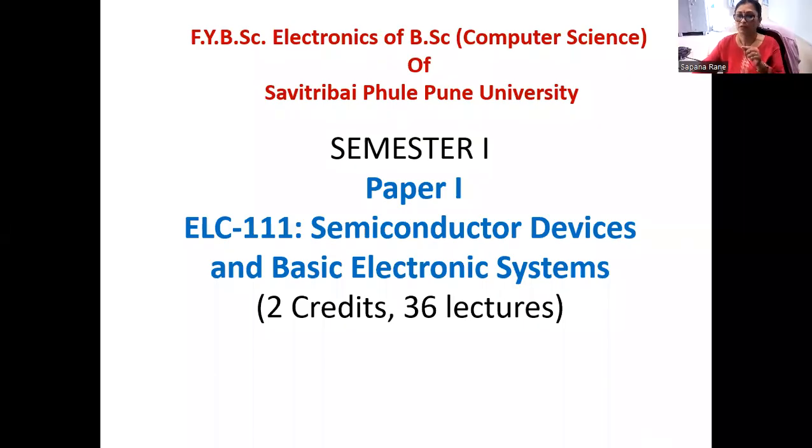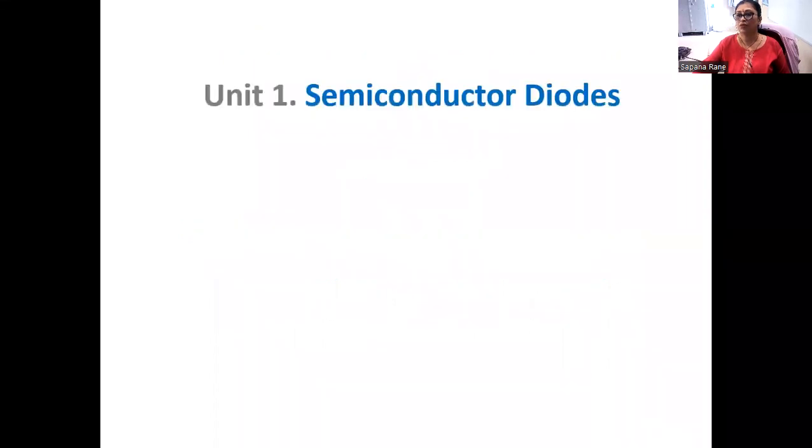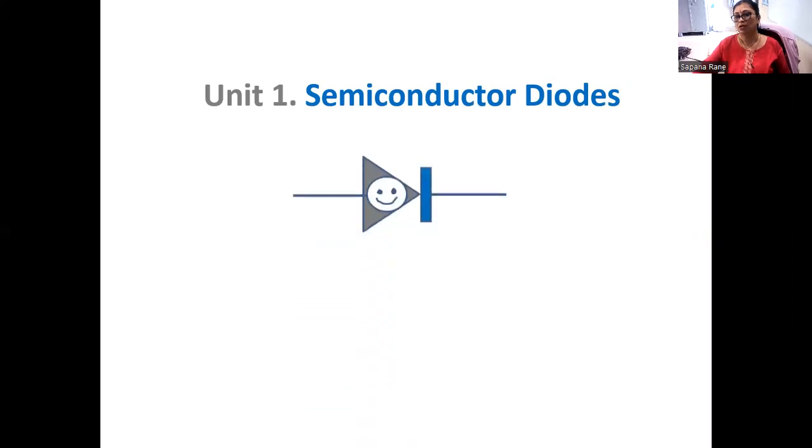Hello students, today we are going to start with paper number 1, Semiconductor Devices and Basic Electronic Systems, having 2 credits and 36 lectures. This year we'll be following the choice-based credit system. Today we are starting with chapter number 1, which is semiconductor diodes.